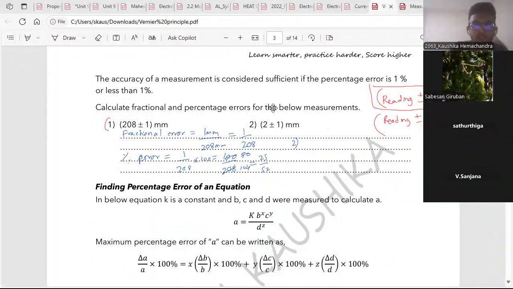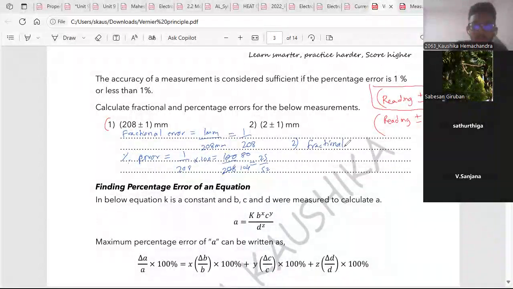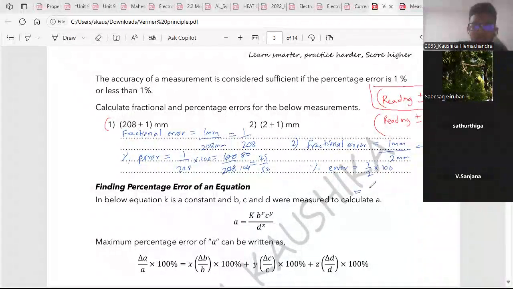Yes. You have sent the answers. Fractional error. Always write what is what. Fractional error is equal to least count, 1 millimeter, over reading. Reading is 2 millimeters. So that's half, no? 0.5. So fractional error, keep it as a fraction. Then percentage error is fractional error times 100. That is half of 100, which is 50%.